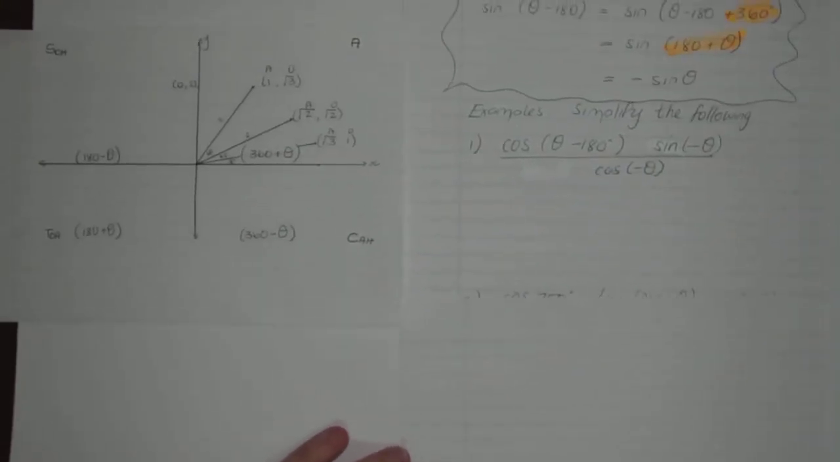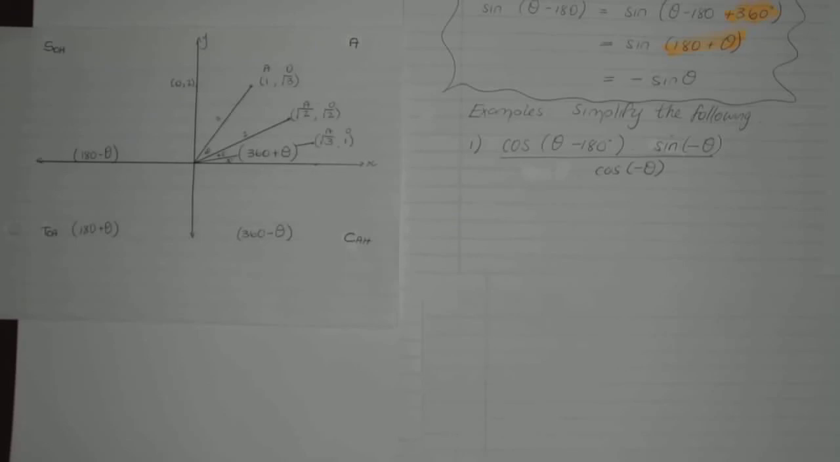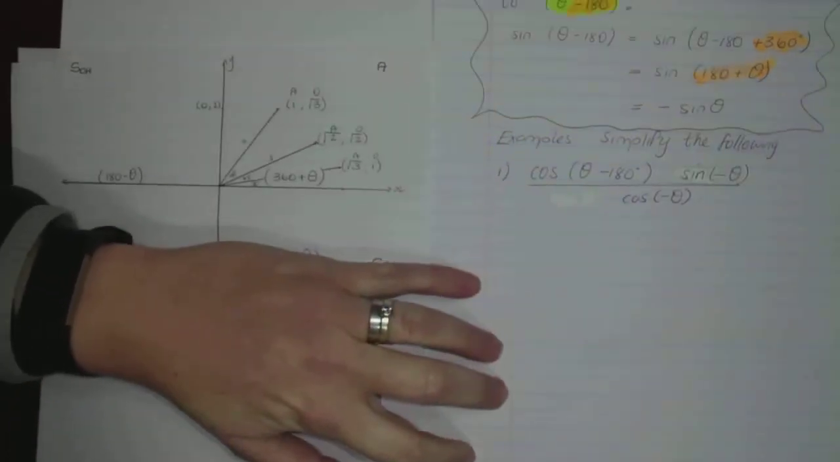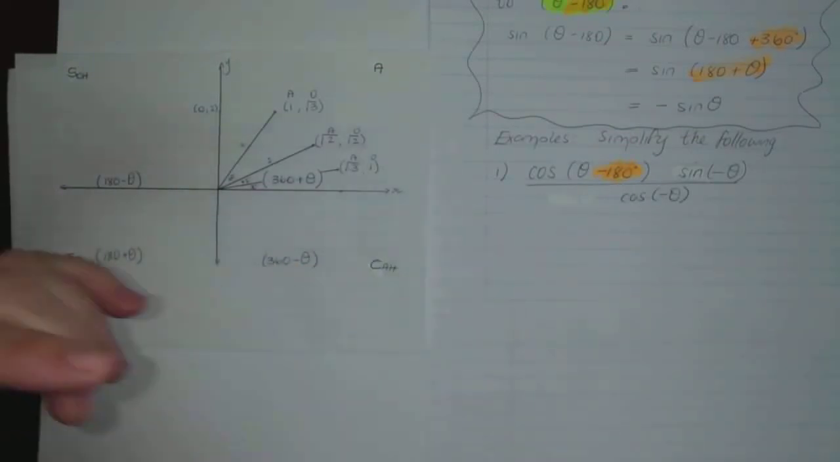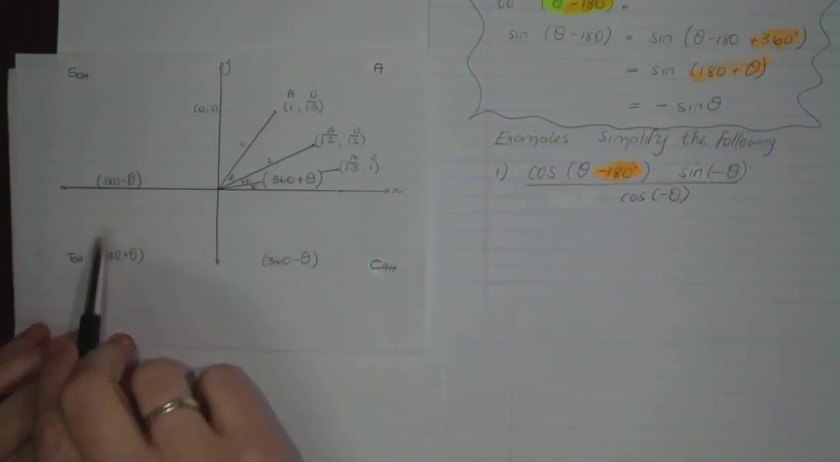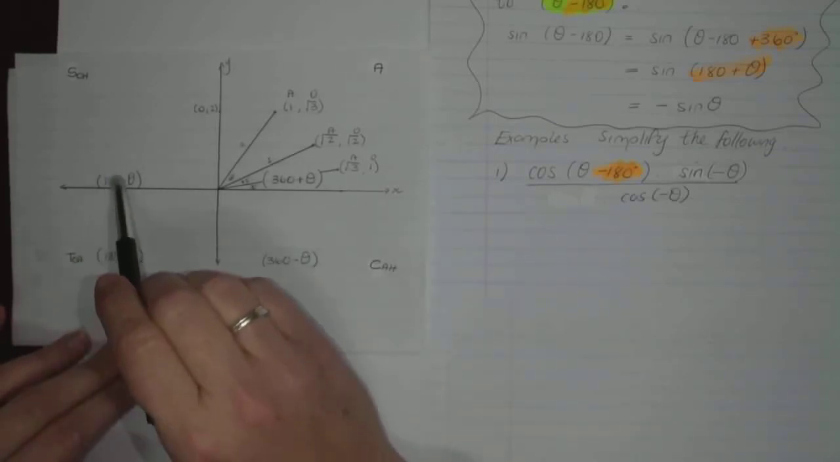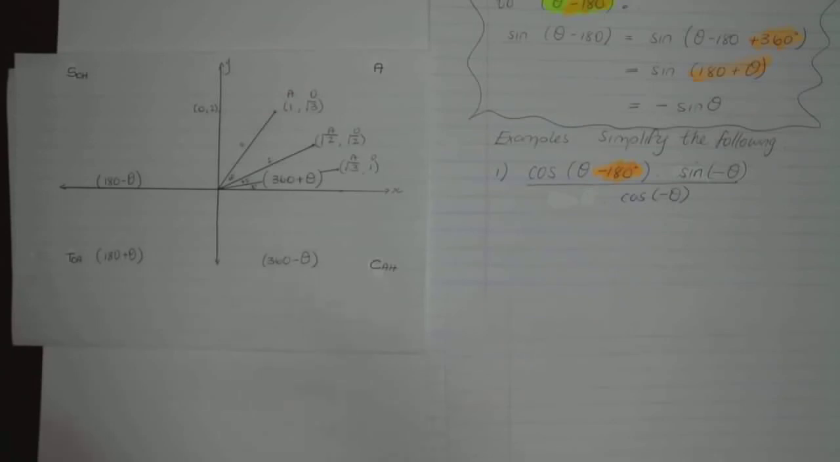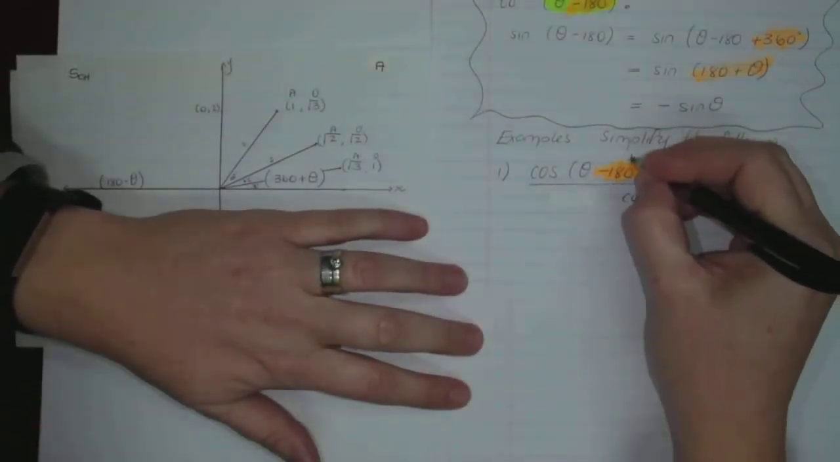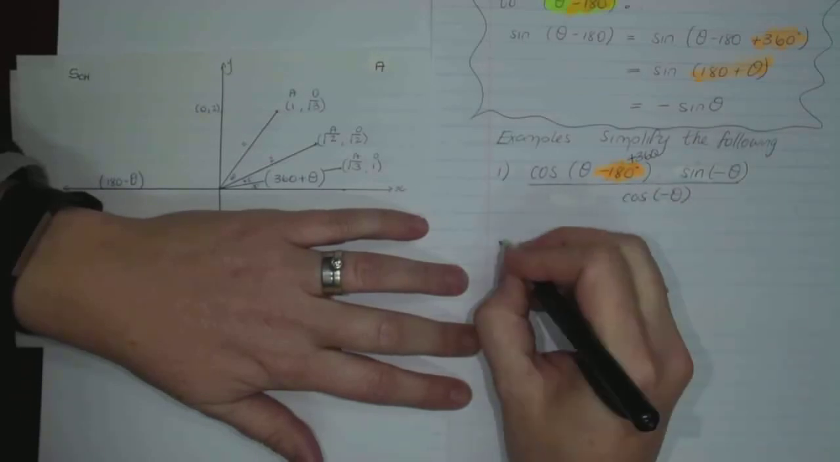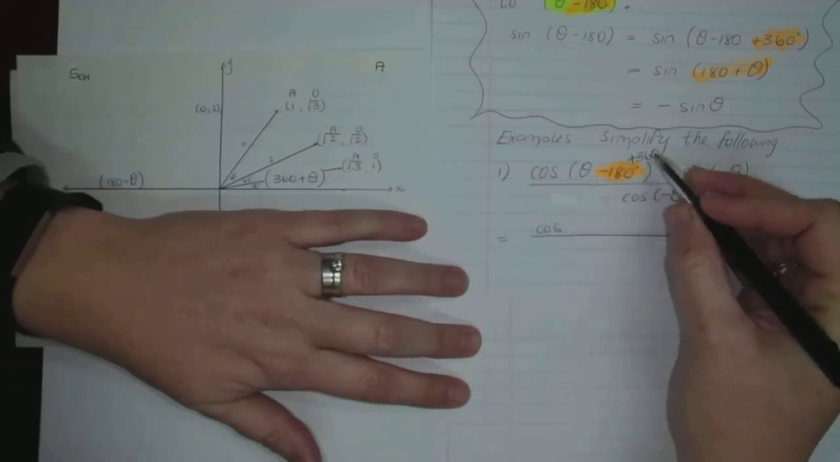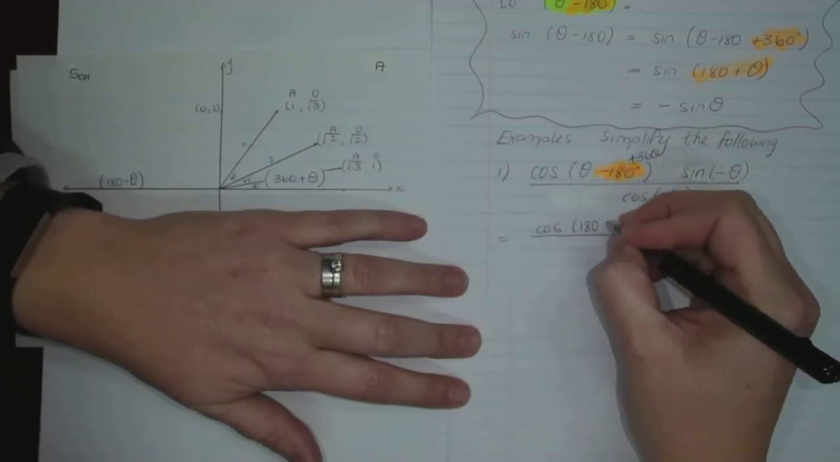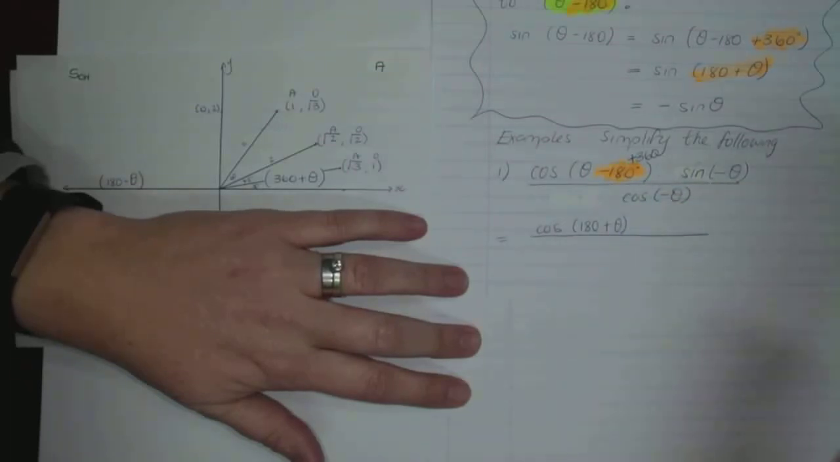So if I have cos(theta minus 180) times sine(negative theta) over cos(negative theta). So I'm going to spot my trouble here. I see negative 180. How do I spot it? Everywhere here in my Cartesian plane, my angle was followed by theta, not the other way around. So I'm going to instantly add 360 to that. So I will have the ability to rewrite that as 180 plus theta. Okay?